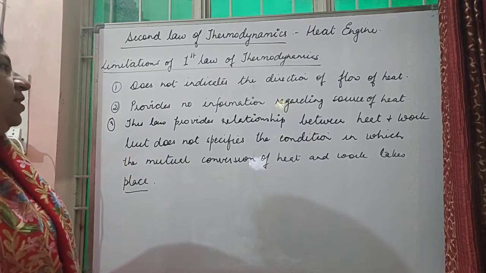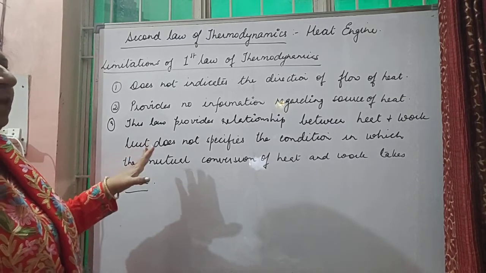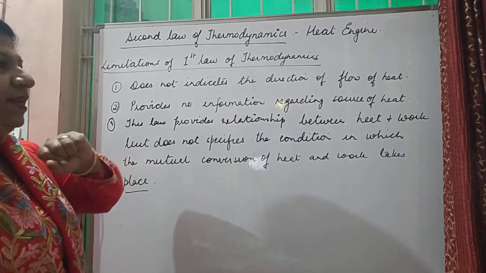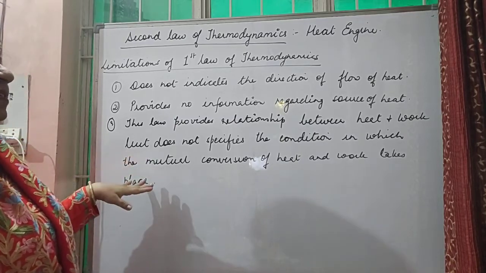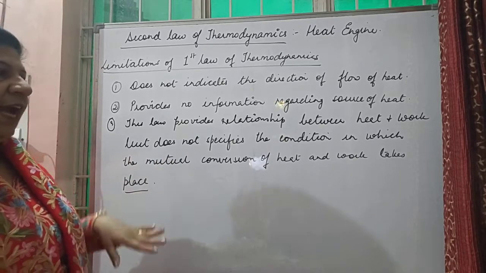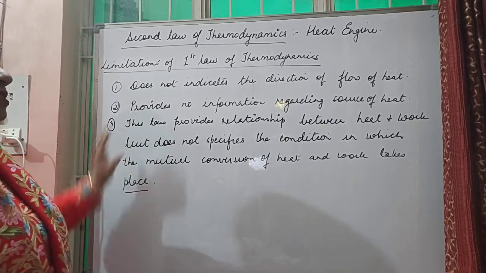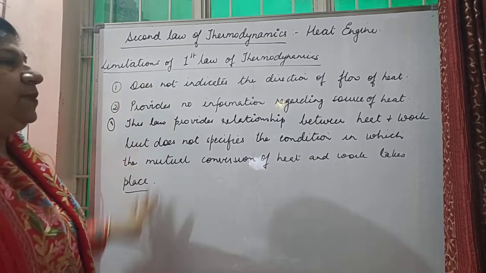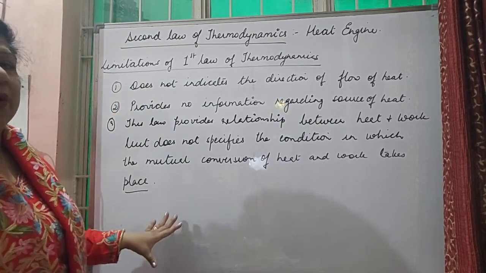Secondly, it provides no information regarding the source of heat. And then this law provides a relationship between heat and work, as you see, delta U is equal to Q minus W, but does not specify the condition in which this mutual conversion of heat and work takes place. So these three limitations you need to learn by heart, that these were the reasons why the second law was derived.